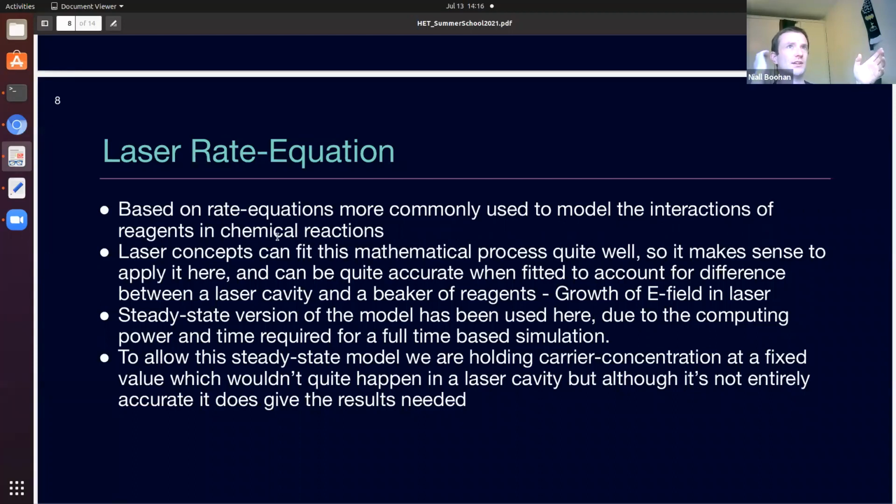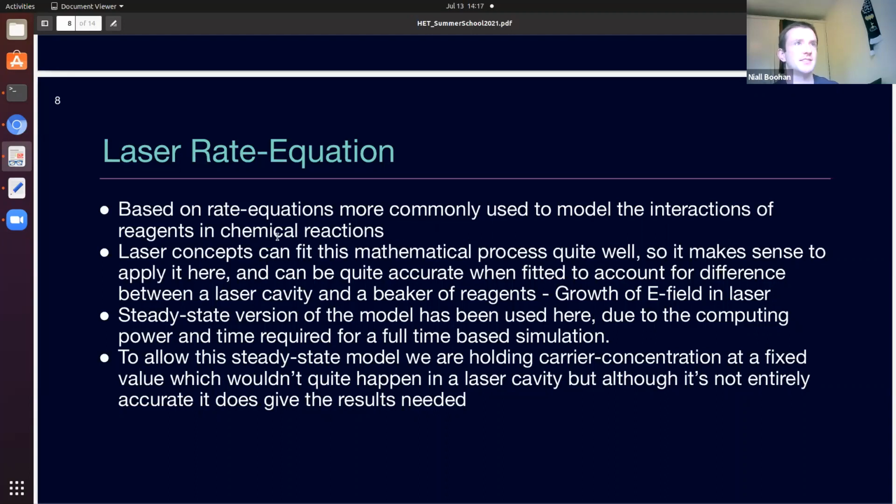So if you know the model works in one situation, you can apply it to another similar situation and get good results from it. Yeah, there's other factors. Your laser isn't exactly two chemicals coming together like in a beaker. So you do have this overarching E field that drives the stimulated emission, which you can add factors to account for. That would make your rate equation model more like an actual laser by adding in factors.